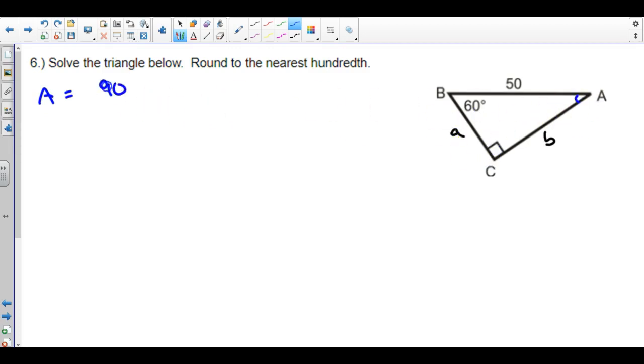So all I really have to do is take 90 minus 60, since all my angles are going to add up to 180. I have a 90, a 60, and then my last one would be 30 degrees.